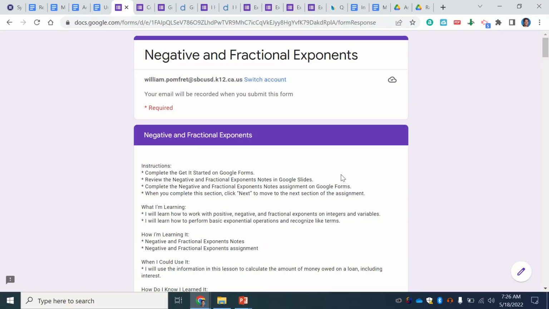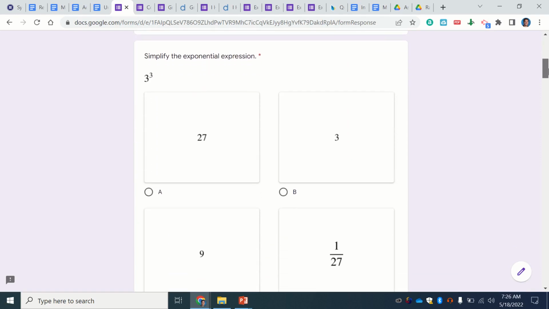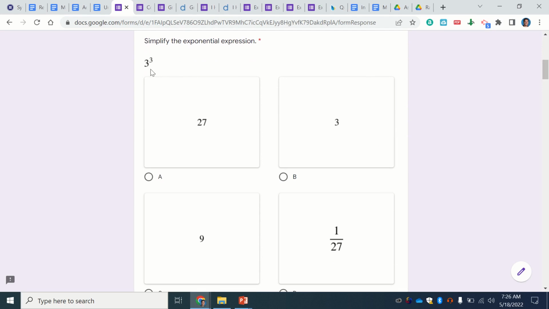Let's take a look now at the negative and fractional exponents assignment. Our assignment begins here with our learning goals and success criteria. If we scroll down, we'll look at our questions for today. So the first one says, what is 3 to the 3rd power? Well, 3 to the 3rd power is 3 times 3 times 3, which is 3 times 3 is 9, times 3 is 27. So that would be our answer.